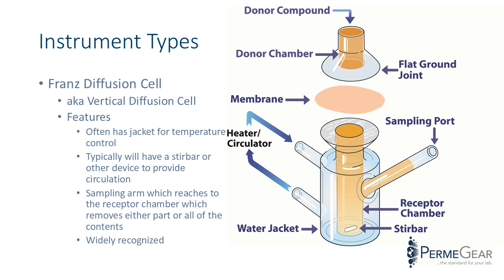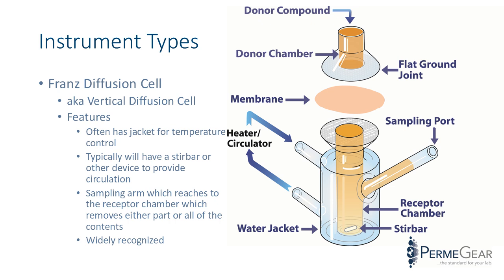The basic construction is what appears in the diagram here. It includes a donor chamber and receptor chamber. The membrane is placed between the two chambers. This cell has a water jacket which is typically hooked up to a circulating water bath to maintain the temperature. There is a sampling arm on the side.